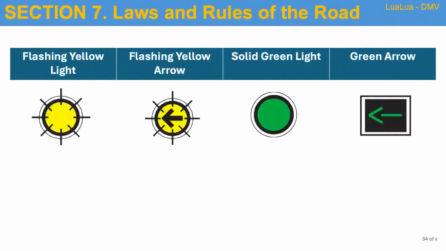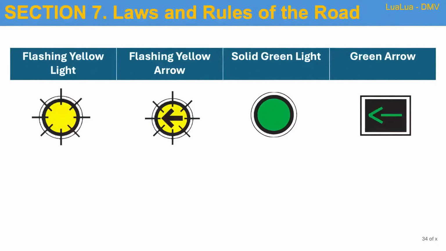Flashing yellow light. A flashing yellow traffic signal light is a warning to proceed with caution. Slow down and be alert. You do not need to stop. Flashing yellow arrow. You can turn, but your turn is not protected from other traffic. Proceed to turn left after yielding to oncoming traffic and proceed with caution.